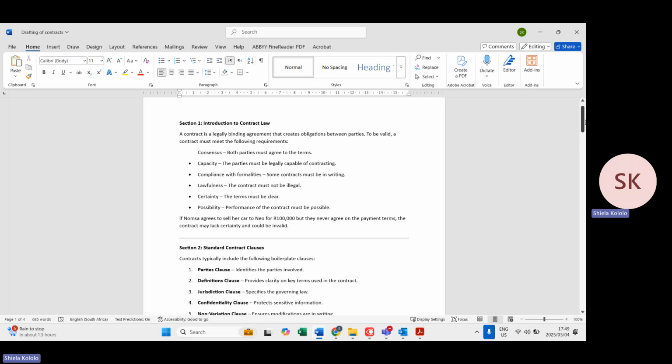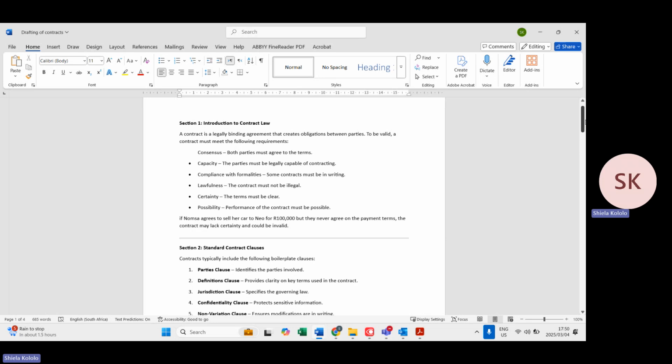It must comply with formalities. For instance, some agreements cannot be oral, they have to be reduced to writing. It must be lawful, so the contract must not be for the commission of a crime or something that is illegal. And then there must be certainty. Certainty in a sense that both you and I, as contracting parties, must know what we are contracting to and understand the terms thereof. And then possibility. Possibility refers to the performance of the contract being possible.